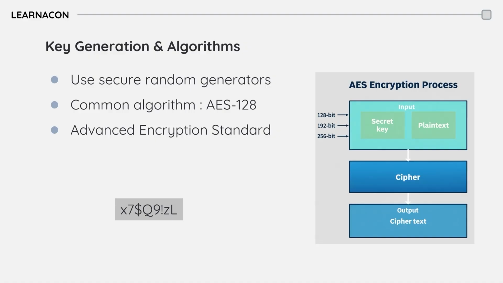Now, why does key length matter? It's all about brute force attacks. A brute force attack is like trying every possible combination of a lock until it opens. With a 128-bit key, there are 2 to the power of 128 possible combinations. That's more than 340 undecillion. With a 256-bit key, the number jumps to 2 to the power of 256, an astronomically large number.